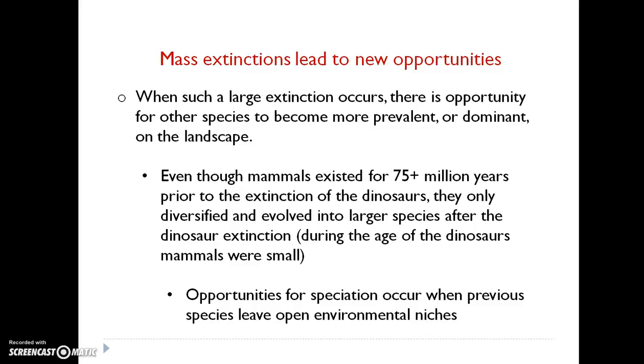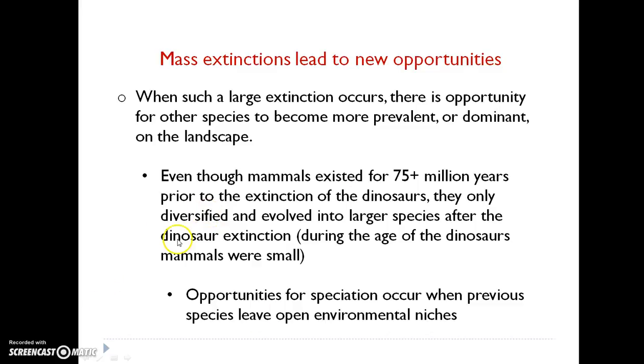Even though mammals existed for 75 plus million years prior to the extinction event that led to the dinosaurs being wiped out, mammals only diversified and evolved into larger species after the dinosaur extinction. It's important to keep in mind that mammals did exist during the time of dinosaurs, but dinosaurs were really the dominant presence. They were occupying all of the ecological roles, and they were very successful doing that.